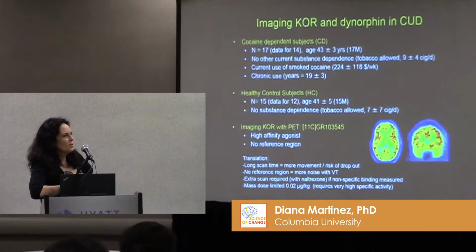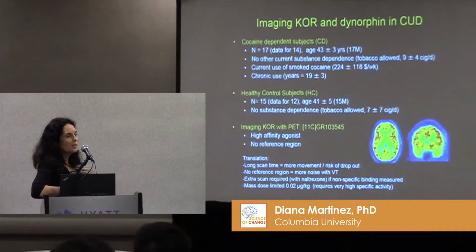So when we moved this radiotracer into humans, we discovered we had to scan for 3 hours as opposed to 90 minutes, which makes people quite miserable. There's no reference region. I showed you previously our outcome measure was the specific binding to non-specific binding. We have no non-specific binding with this radiotracer because there are kappa receptors in every brain region. That wasn't the case with non-human primates. We had a reference region.